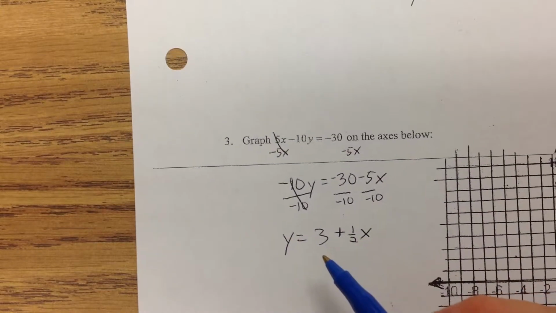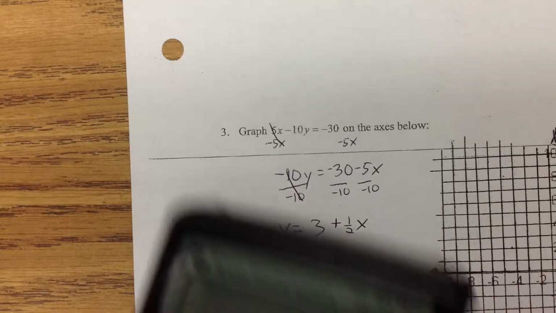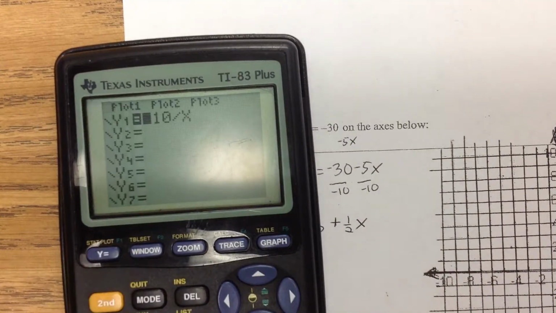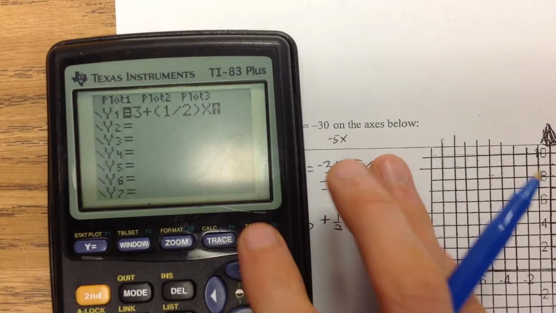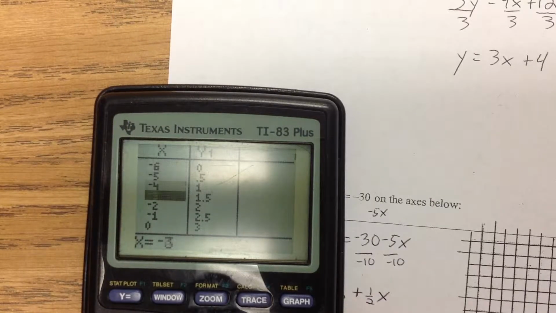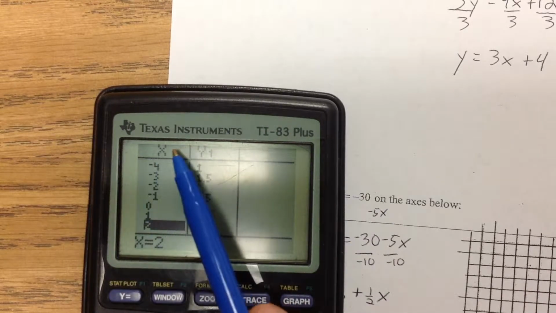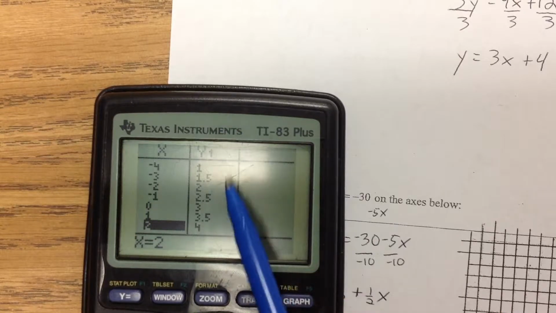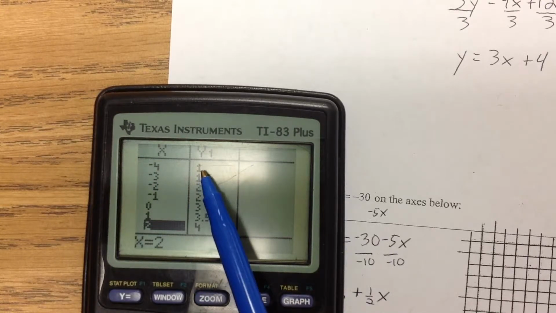Now, once the y is by itself, you have two choices. You can either put this into your y equals. So you could go to your calculator here, put it into y equals, and type in 3 plus 1/2 x. You could bring up the table, and then you would have to graph, usually I say at least 4 points. Remember, the x is your left to right. Your y is the up and down. So this one right here would be like back 4 to the left 4 and then up 1.